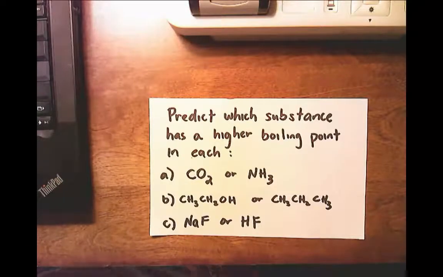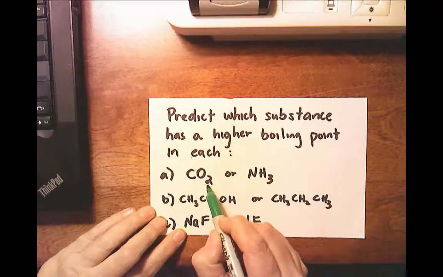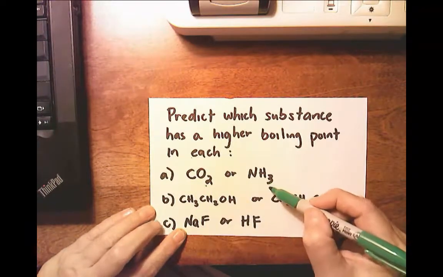Okay, here's an example where you have to look at a couple of substances and try and determine which one has the higher boiling point. And again, the thing to be thinking about here is intermolecular forces. Okay, so let's start out with the first pair here. CO2, carbon dioxide, versus NH3, ammonia.